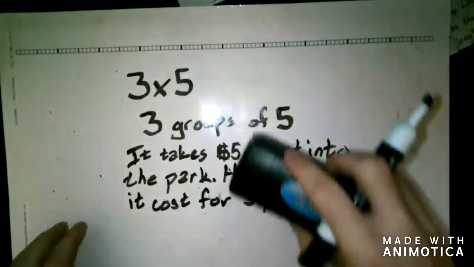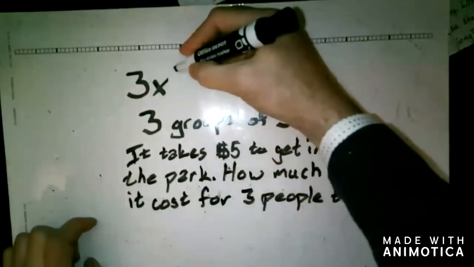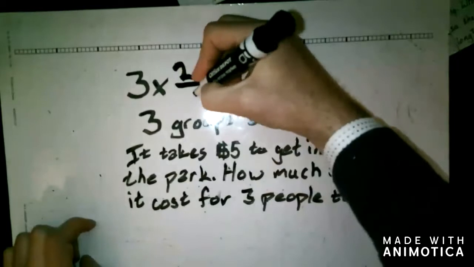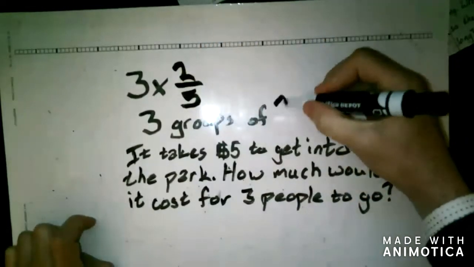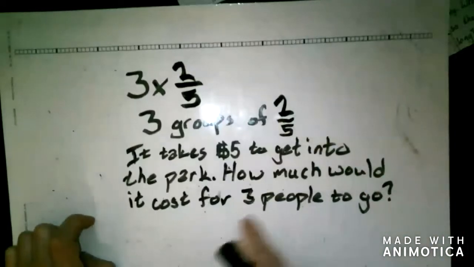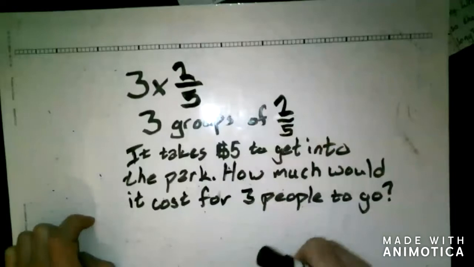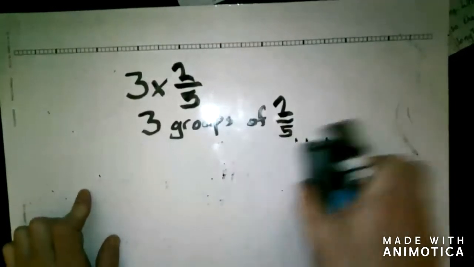This also works for fractions. If it was 2/5, it would be 3 groups of 2/5. And this story doesn't work as well anymore. So we would want to change the story. So we want 3 groups of 2/5.